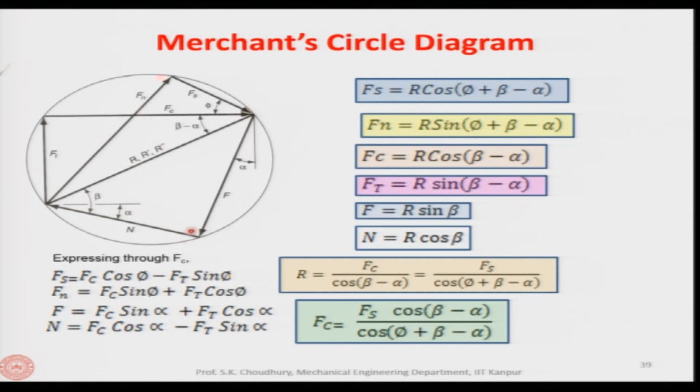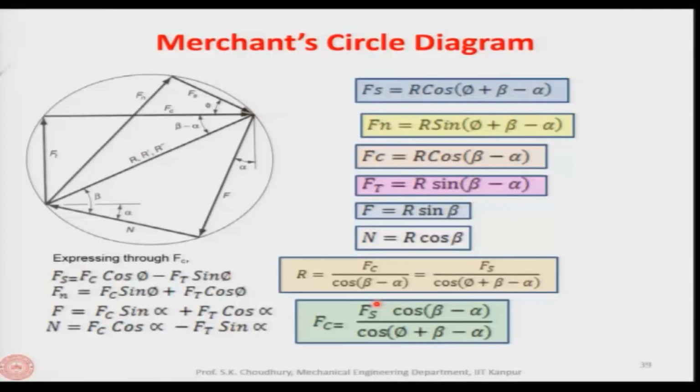So, as you can see, the tips of all these components are lying at the periphery of this circle with a diameter of R and R prime. This circle, as you must have studied in other courses, is called the Merchant's circle diagram, and this circle explains the mechanics of machining in the following way.